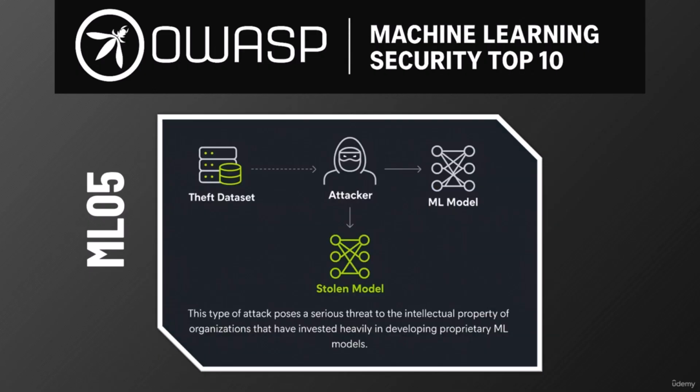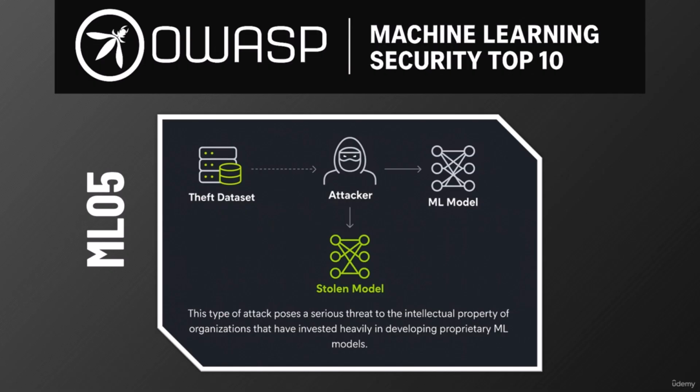Model theft, also known as model extraction, happens when an attacker replicates the behavior of a machine learning model by interacting with it, without needing direct access to its internal structure or parameters. The attacker sends a series of carefully chosen inputs, records the model's outputs, and uses that input-output data to train a separate model that closely mimics the original.